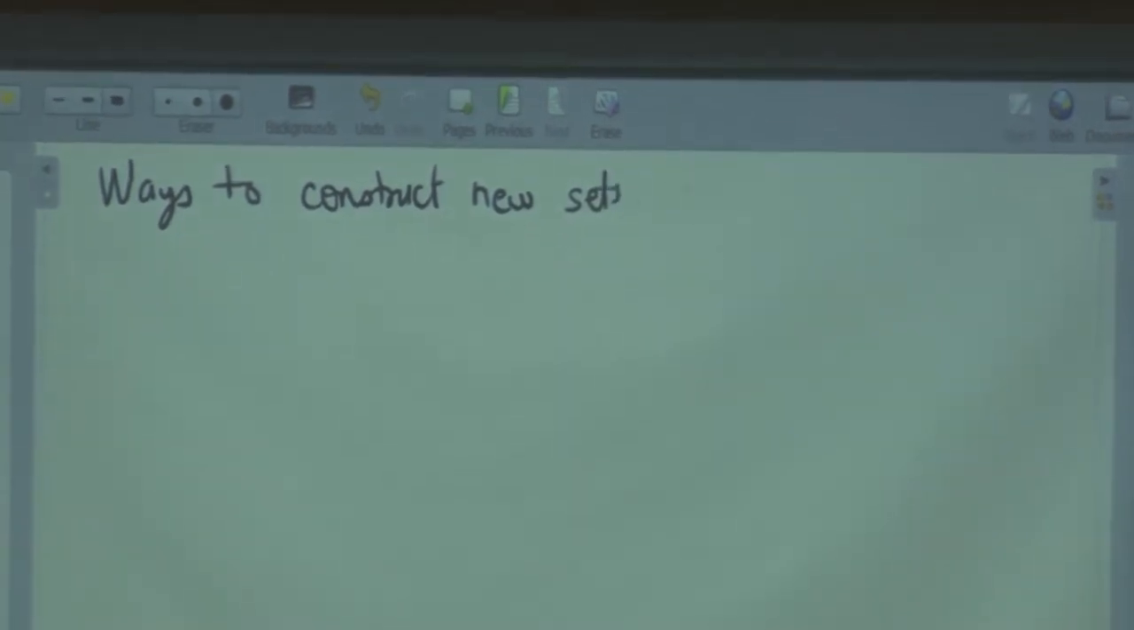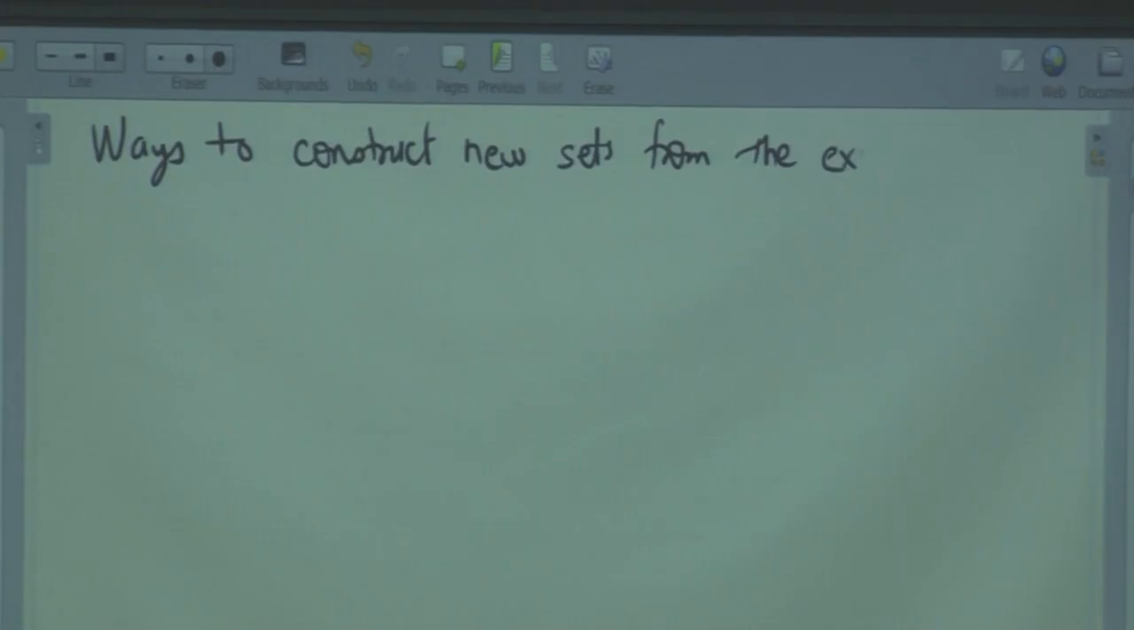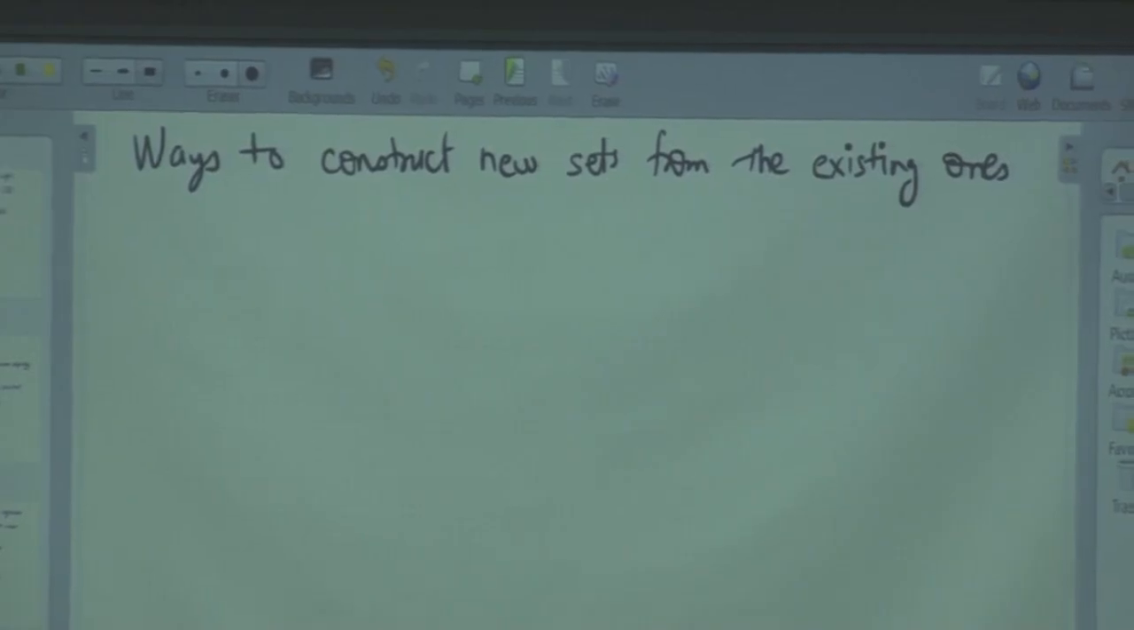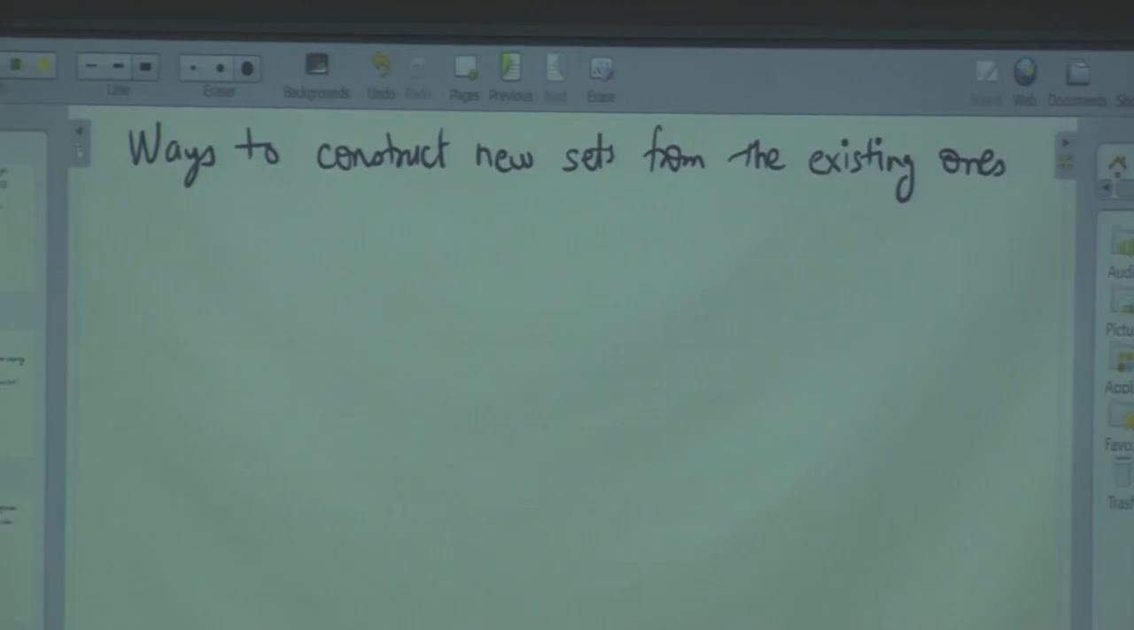Okay, so then let's do something new. Can you give me ways to construct new sets from the existing ones? If I am given two sets, what can I do to get a new set? Yes? Union. Okay. What is union? Loudly, come on. Are you so afraid that all your answers will be wrong and all of them are philosophical, so you don't want to answer? Yes, what is the union of two sets?